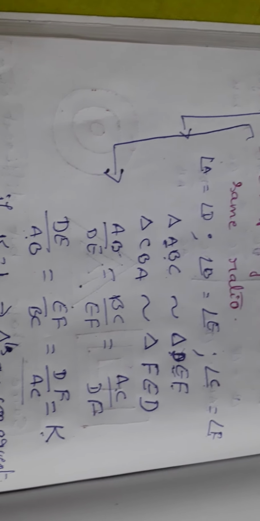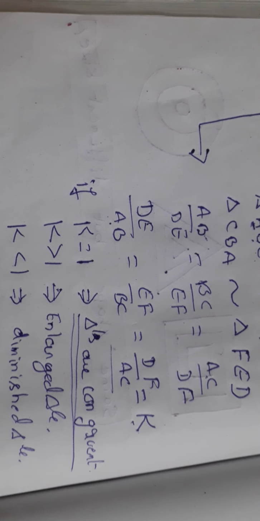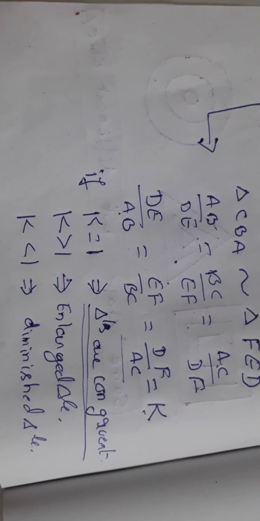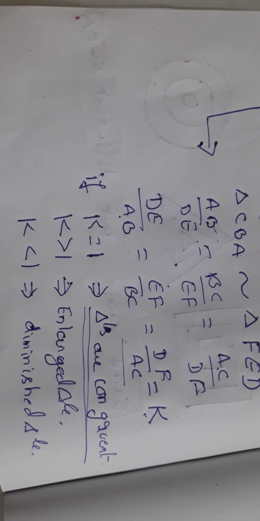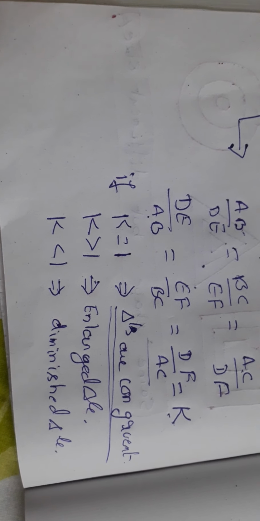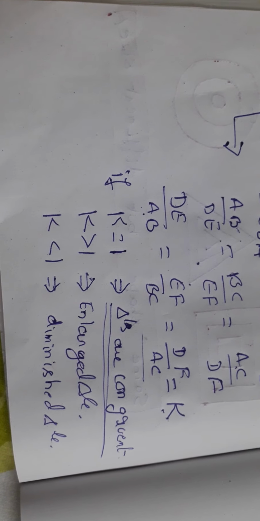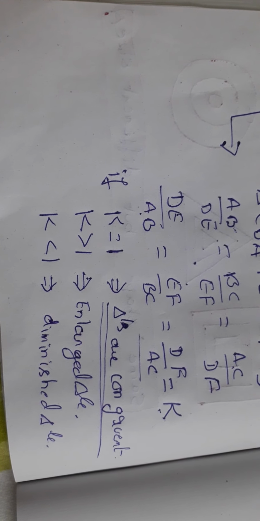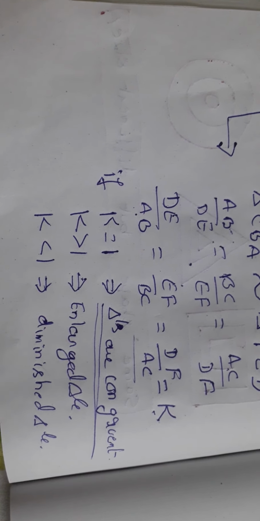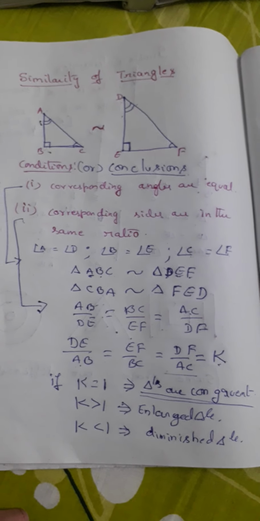Okay, so that means when you write the constant of proportionality, if they are equal, the constant will be 1, and then those triangles are called congruent triangles. If the constant is greater than 1, we call them enlarged triangles, and if the constant is less than 1, we get the diminished triangle. Okay, take a screenshot of it. And then please copy the notes.